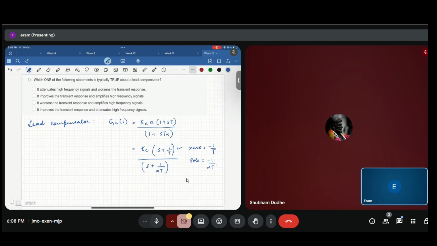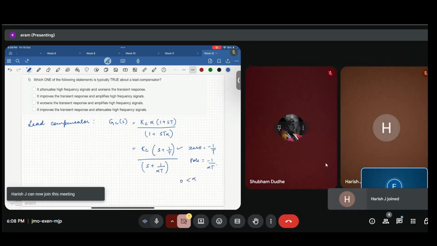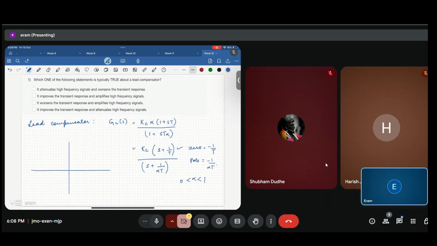Okay, so we have a pole and a zero, and since alpha belongs to 0 to 1, if we draw the pole-zero location, we will have a zero nearer to the origin and a pole away from the origin to the left. So this is your minus 1 by T, and this is minus 1 by alpha T, because alpha is between 0 and 1. This is how the pole and zero of a lead compensator look.